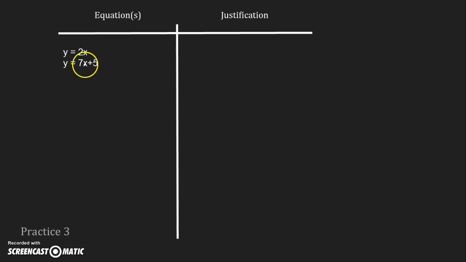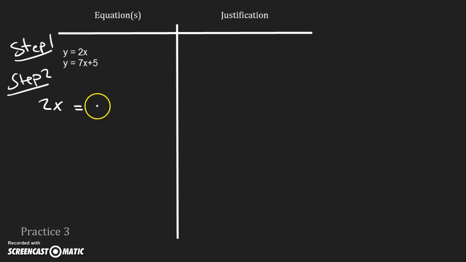So you can see here we've got two equations, but this one does not have a constant. So step 1, we know by looking at it, is already done for us. We've got both of them. So step 2, we're going to go ahead and set them equal to each other. So 2x equals 7x plus 5. This was given to us. What did we just do? We substituted y.